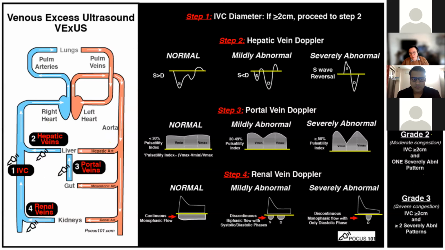This is a very nice infographic from colleagues in POCUS 101. It's free, just summarizing what colleagues in Canada did. But the fundamental basis of the examination is that with increasing venous congestion, there will be increasingly abnormal flow within the main venous system in the circulation.